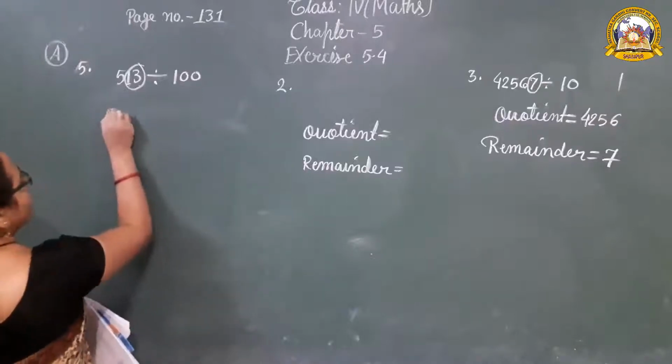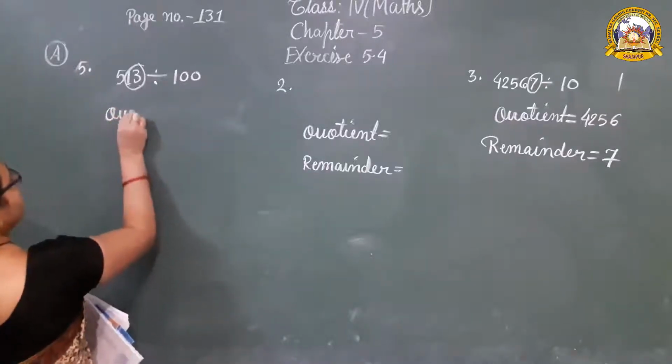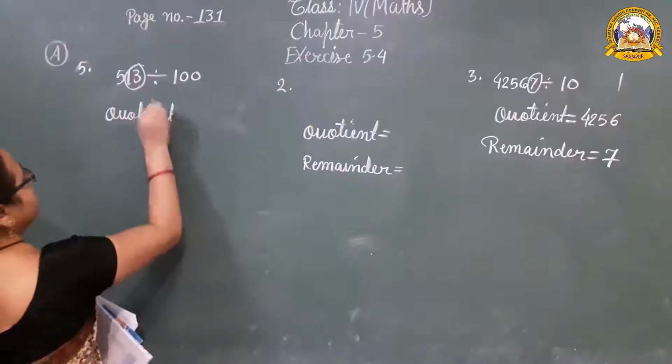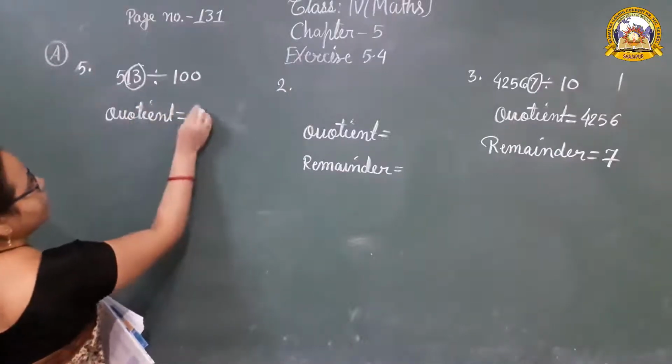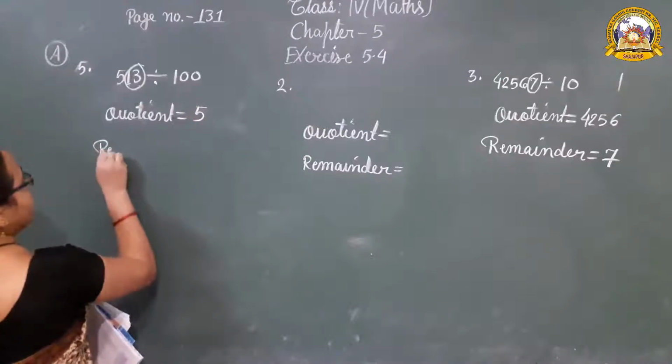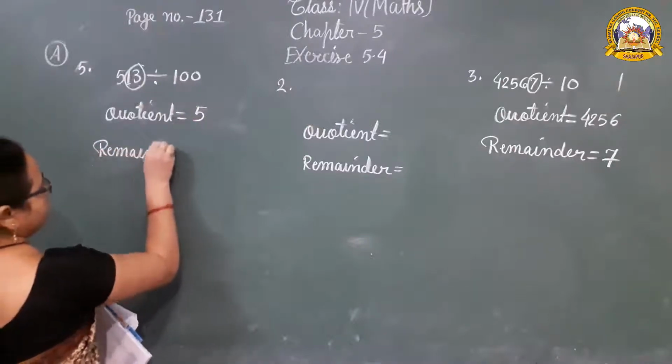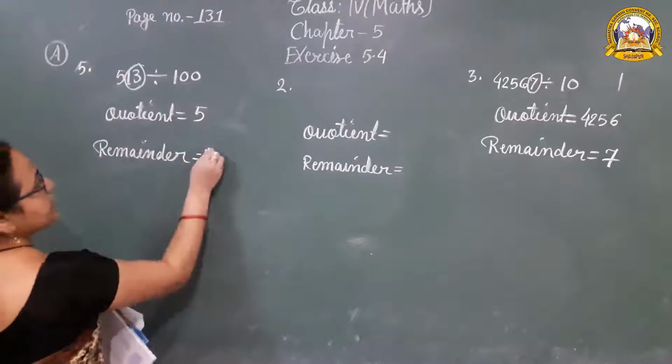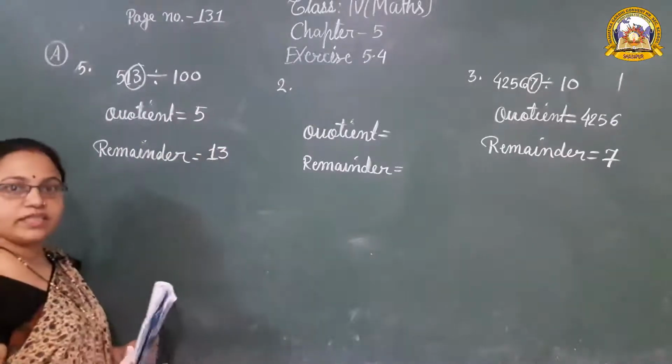So quotient is only 5 and the remainder is 13. Are you getting it?